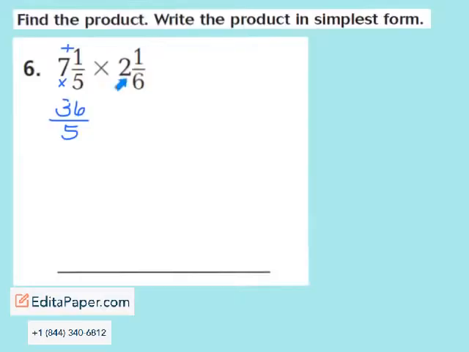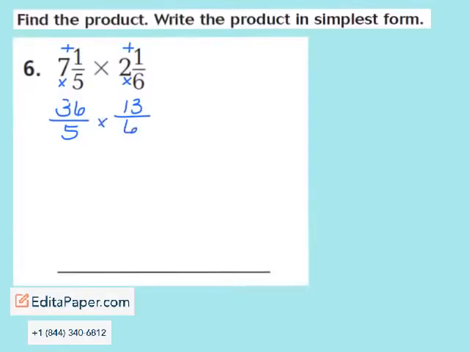Now we'll do the same to 2 and 1/6. I'm going to first of all multiply the denominator times the whole number. So 6 times 2. And I know that 6 times 2 is going to give me 12. Now to that I have to add the numerator, which is a 1. So we're going to add 1 to that. So 6 times 2 is 12, plus 1 is going to give me 13. And remember, once again, our denominator stays the same. So our denominator is still going to be a 6.